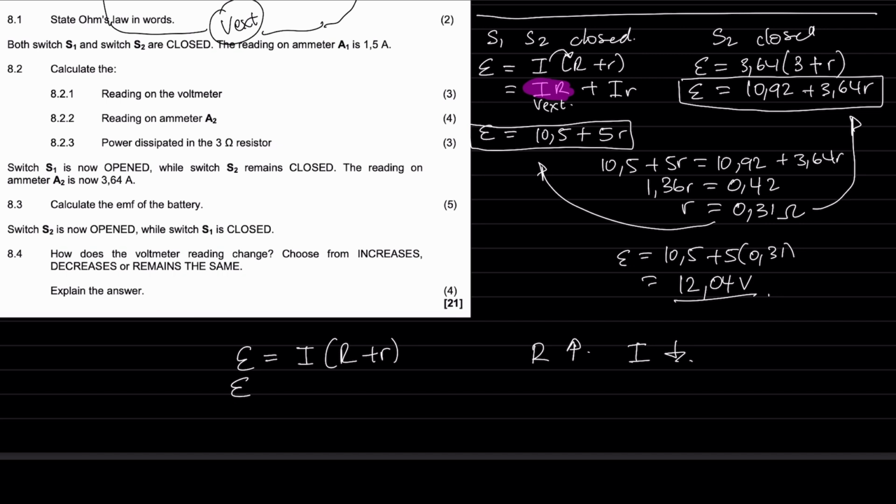Now let's look at this. So EMF is equal to IR plus Ir. Now, if the current decreases, that has a direct effect on this value. This is V internal. The V internal will decrease, right? So if the V internal decreases and EMF stays the same, it means that the V external must increase.